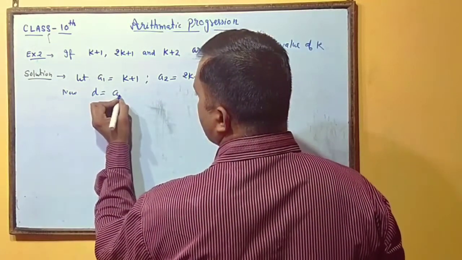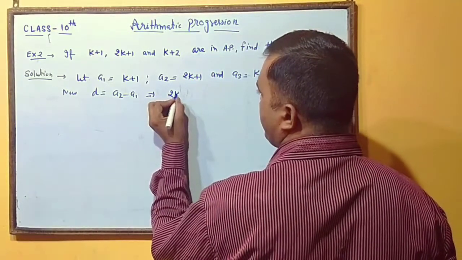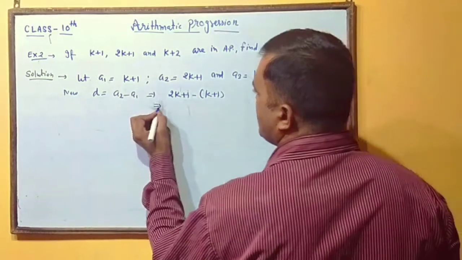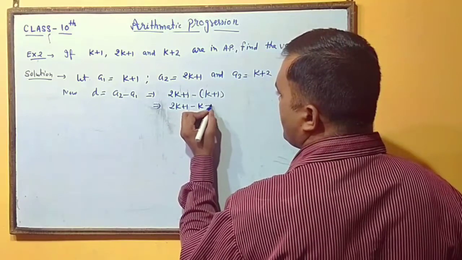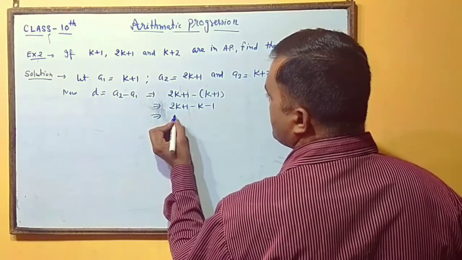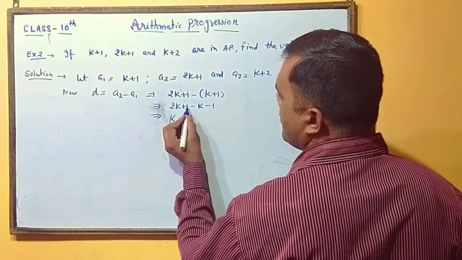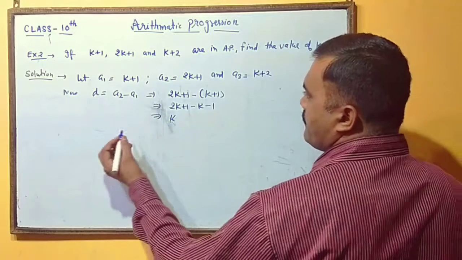Now d is equal to a2 minus a1. Therefore it is 2k plus 1 minus k plus 1. So we get 2k plus 1 minus k minus 1, and this will be 2k minus k, which is k, and 1 will get cancelled. So this is k only.